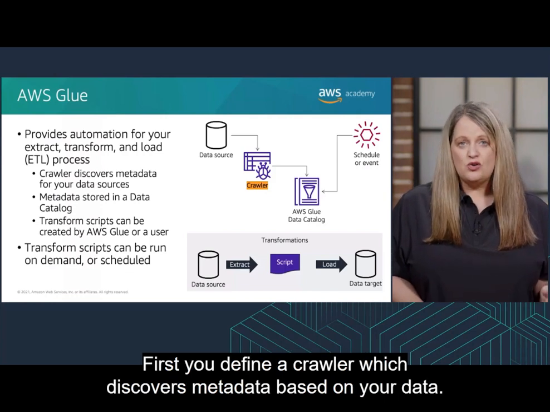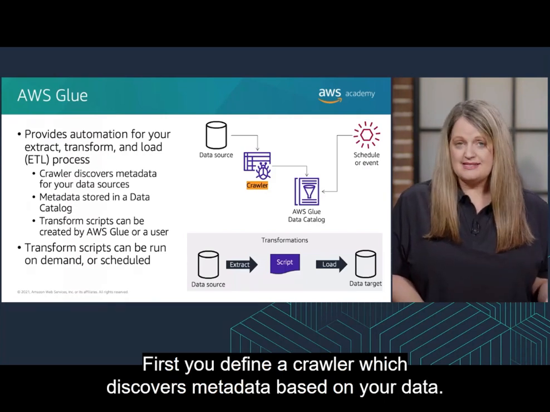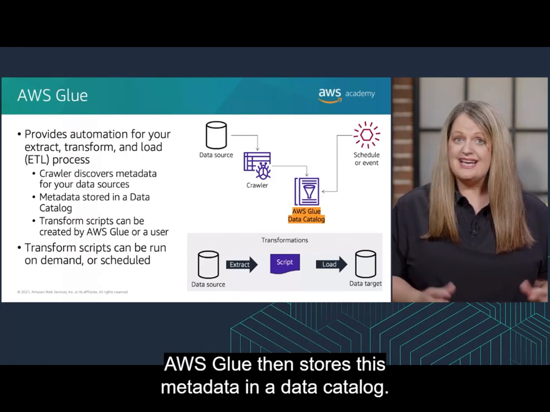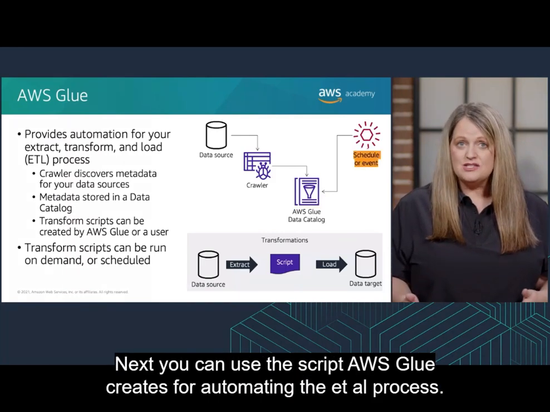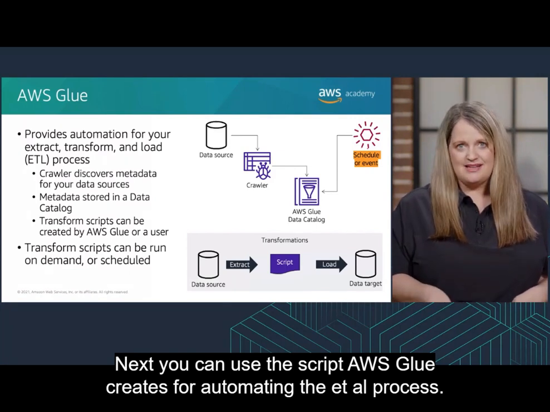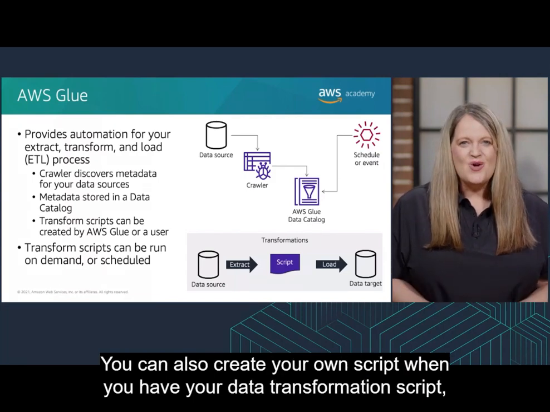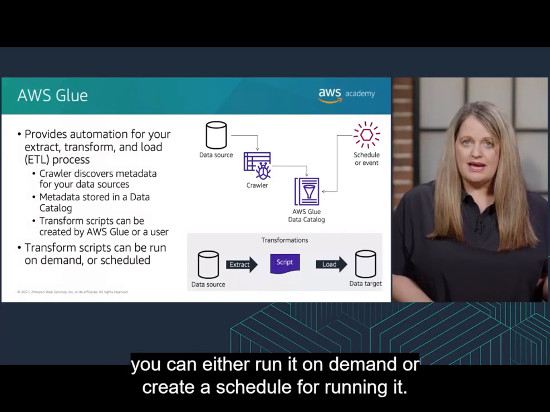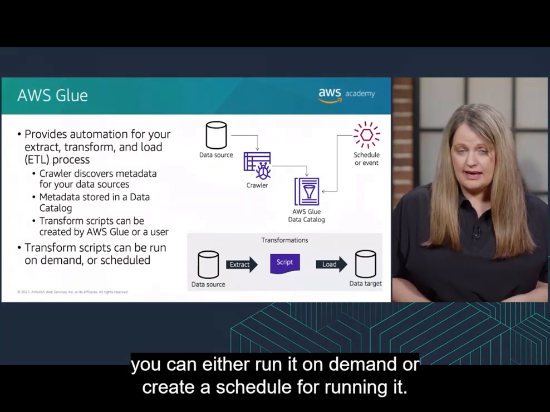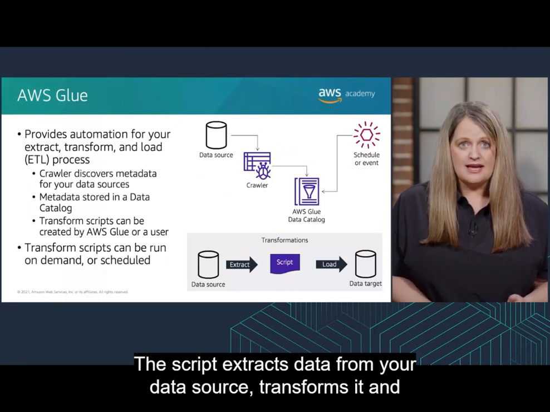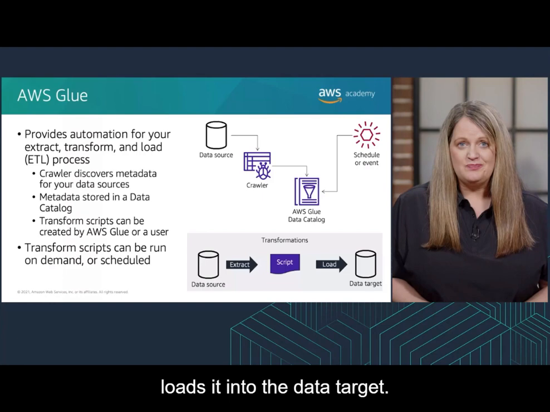First, you define a crawler, which discovers metadata based on your data. AWS Glue then stores this metadata in a data catalog. Next, you can use the script AWS Glue creates for automating the ETL process. You can also create your own script. When you have your data transformation script, you can either run it on demand or create a schedule for running it. The script extracts data from your data source, transforms it, and loads it into the data target.